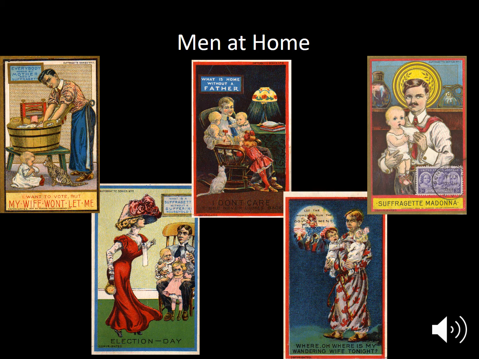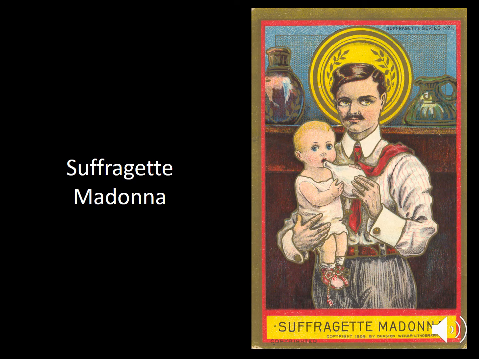The remaining 5 images show white men at home, in this case successfully caring for infants and toddlers, while women left the home to vote, were away at suffrage rallies, or simply absent. In particular, the suffragette Madonna shows a white man with what is really a charger on a mantelpiece but looks like a halo behind his head, bottle feeding a small child.